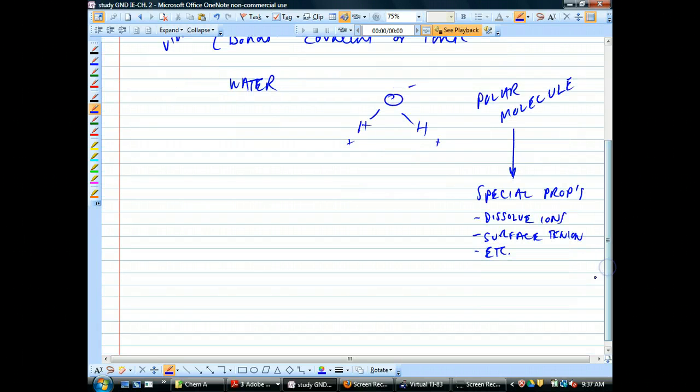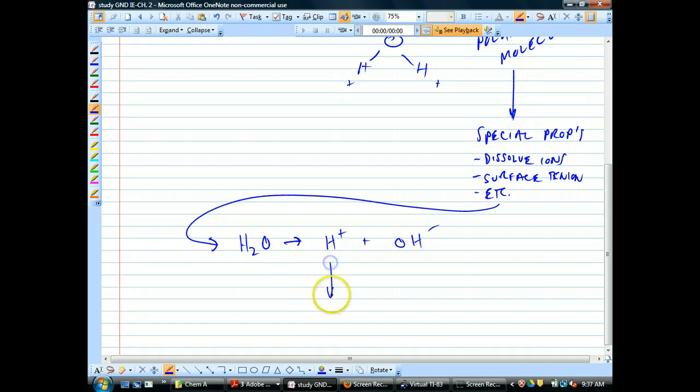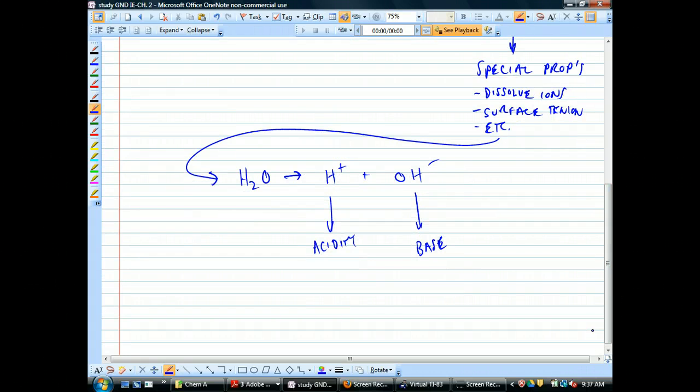So those are the special properties of water, and another special property of water is that H2O can split into H plus and OH minus, okay? And this produces acidity, and this is alkalinity, or it's the opposite, right? So bases increase OH minus and acids increase H plus. So we're talking about acids and bases.